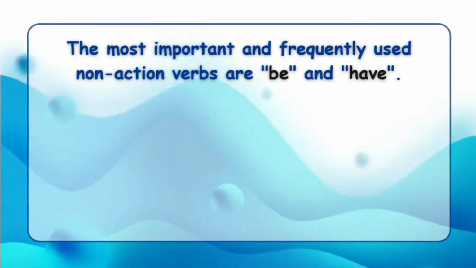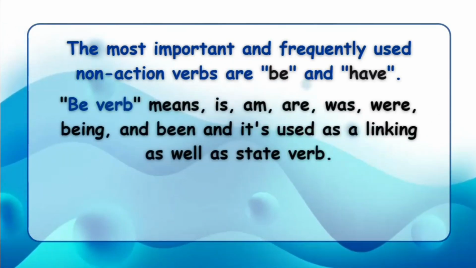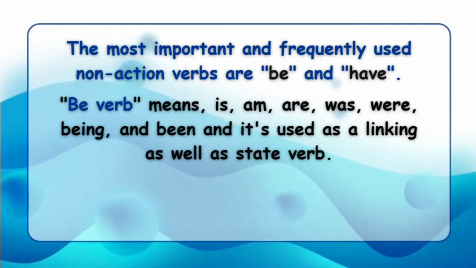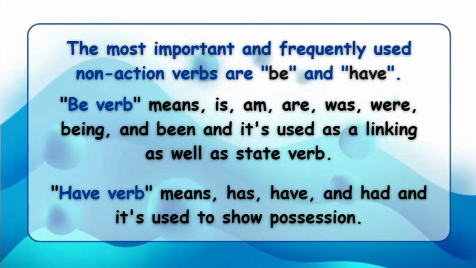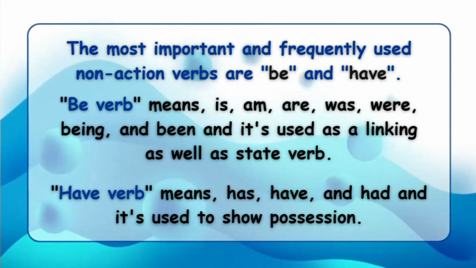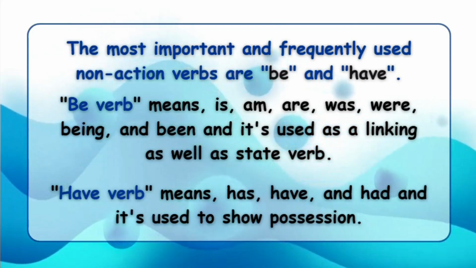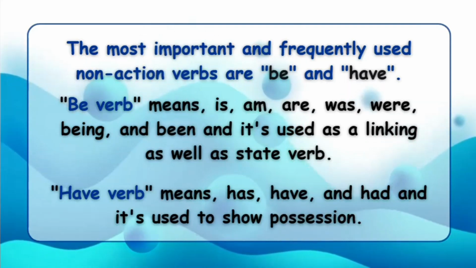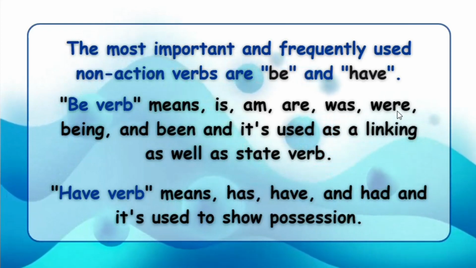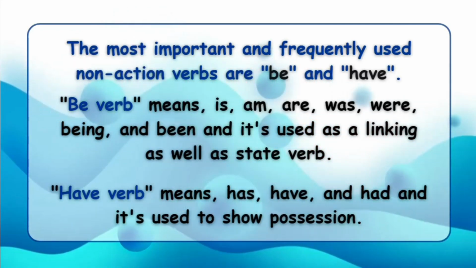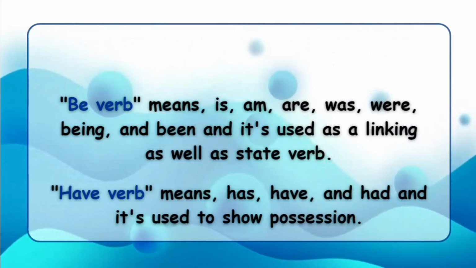The most important and frequently used non-action verbs are be and have. Be verb means is, am, are, was, were, being, and been, and it's used as a linking verb as well as a state verb. Have verb means has, have, and had, and it's used to show possession. If you have something, if you own something, so this is also a state. We are usually familiar with be verbs, or is, am, are, was, were, in continuous tenses as auxiliary verbs or helping verbs. However, they are the most frequently used non-action verbs as well.